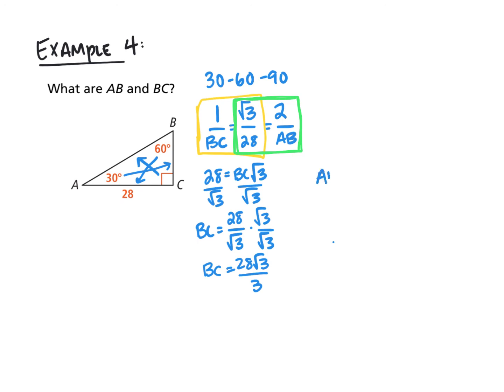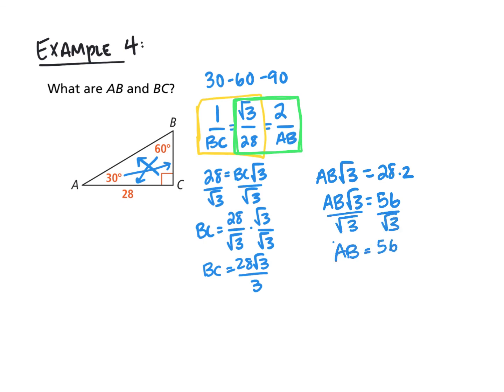That's going to say that AB times the square root of 3 equals 28 times 2. So AB square root 3 equals 56. And now when I divide both sides by the square root of 3, AB equals 56 over root 3. And so I'm going to rationalize the denominator by multiplying by the square root of 3 over the square root of 3. And AB is now equal to 56 root 3 over 3. So here's my BC answer, and here's my AB answer.